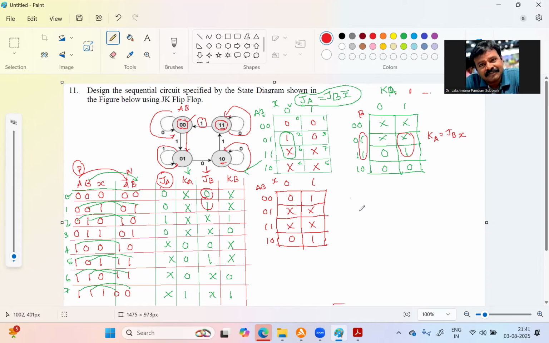Right? Now here we are having the combination of the 4 ones. So this is for JB. So JB equals X because everything is covered here. So AB is covered, so you do not need to consider the AB variables. Then X is 1, so directly you put X. JB equals X. Then KB.